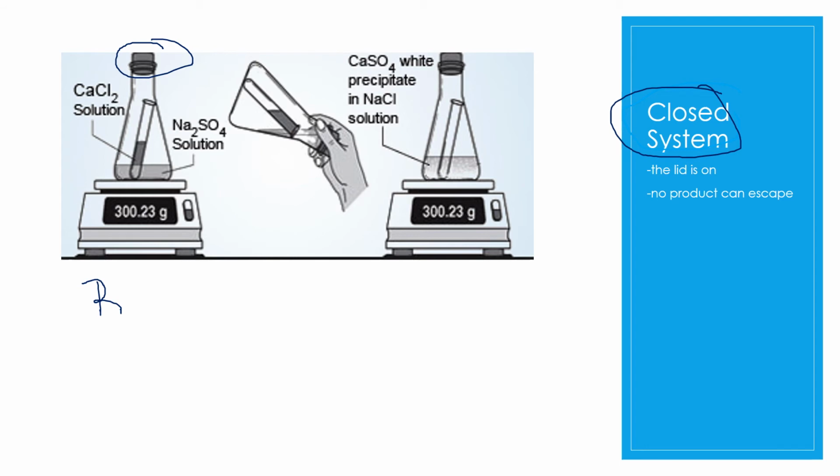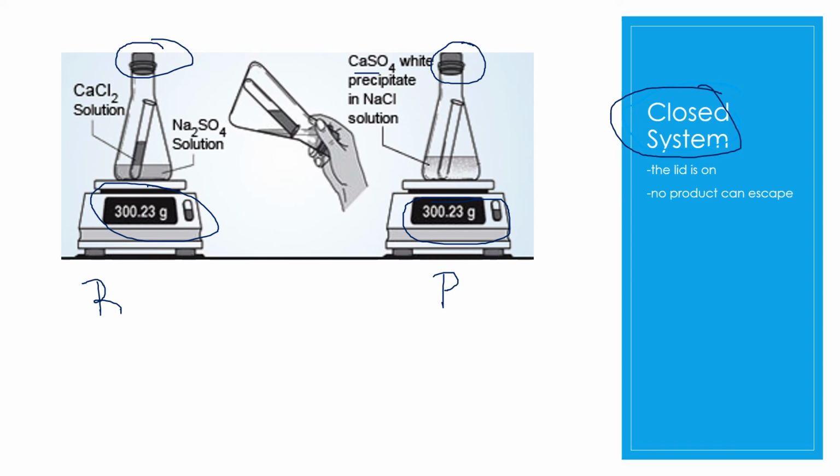You invert the flask, mix them up, put them back on the scale, and you notice that they form something different. So the Ca and the SO4 are now together. They formed a little white precipitate, which you see as these little white flecks, and NaCl solution. These are the products. But what you notice about the mass is that it actually stayed the same. It stayed the same even though we rearranged atoms to form new products, because the lid was on, so nothing escaped.